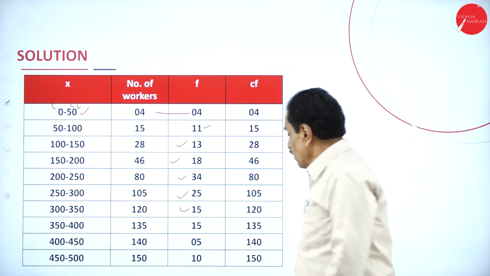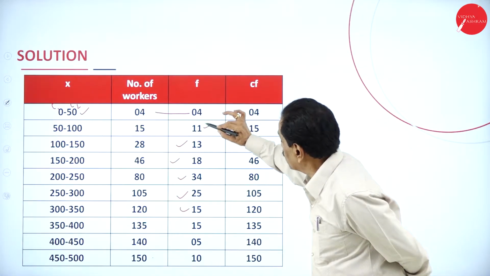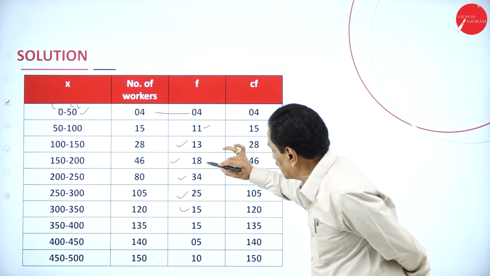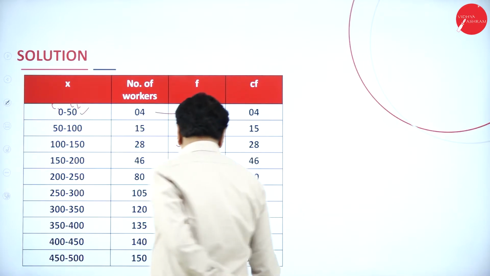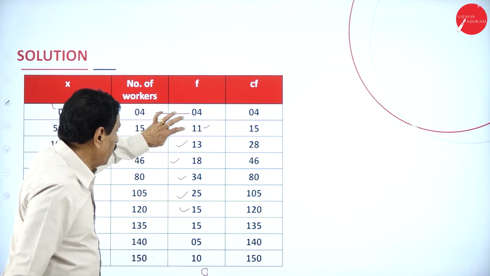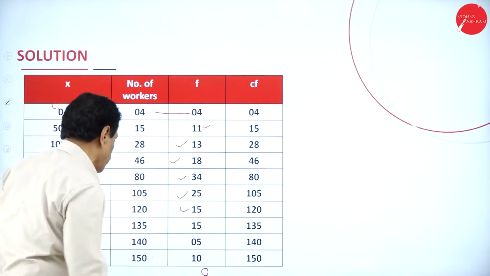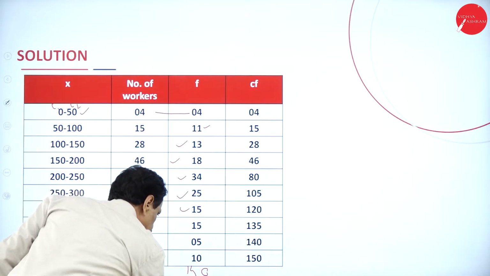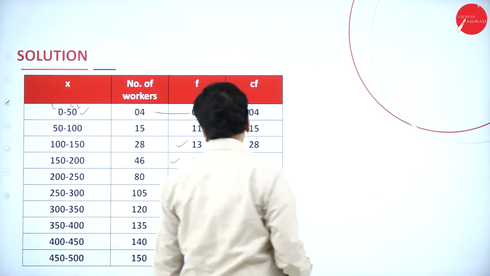Okay. So when you add the figures, this should be equal to 150. See that? 4 plus 11, 13, 18, 34, 25, 15, 15, 5, 10, total 150. This is n. Now, make the cumulative frequency once again.